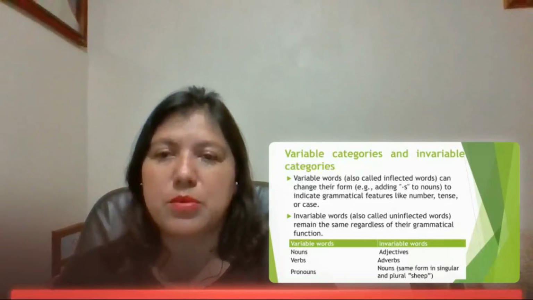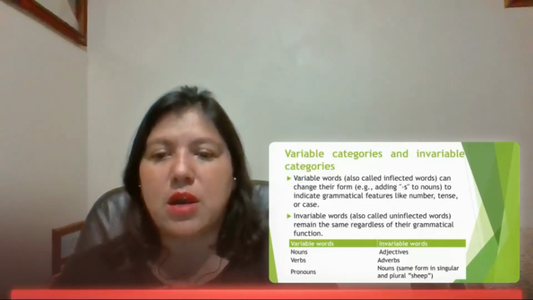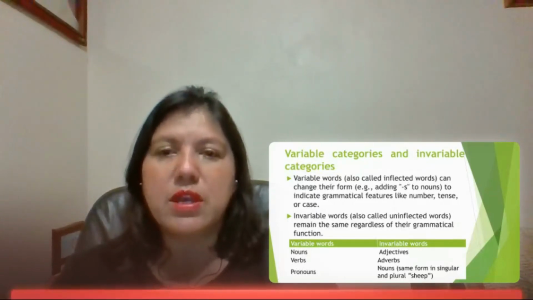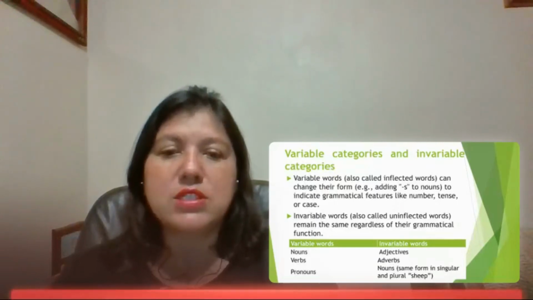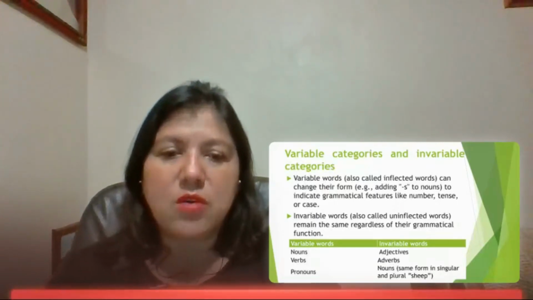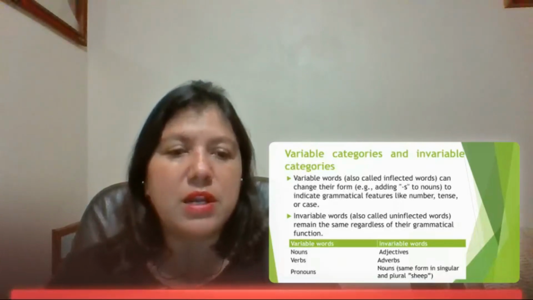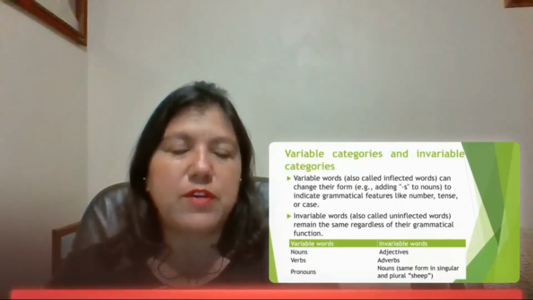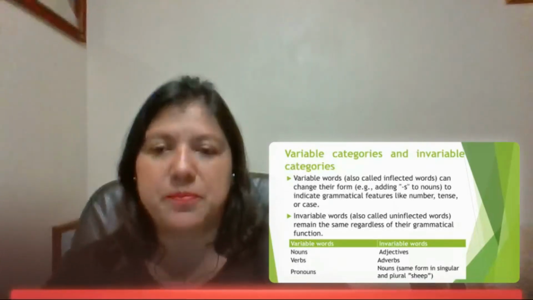Here we have some examples. Variable words like nouns, verbs, pronouns. Invariable words like adjectives, adverbs, or some nouns. These nouns, formed in singular and plural, have the same form. For example, the word ship.